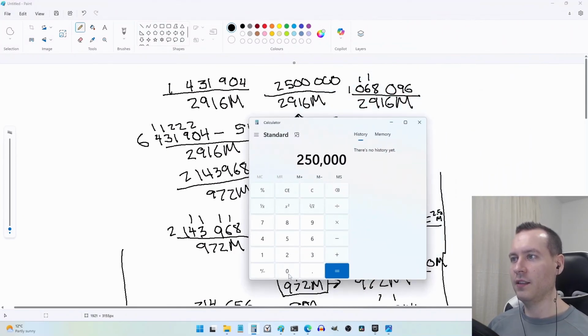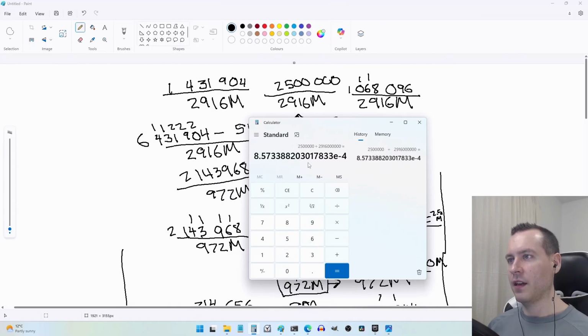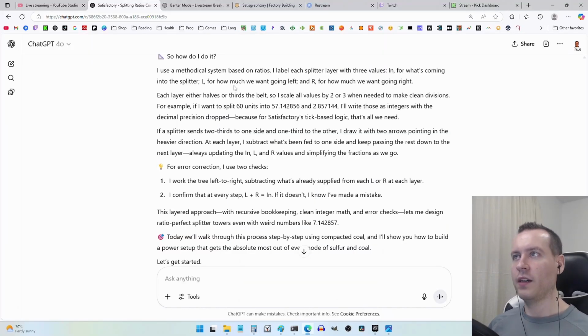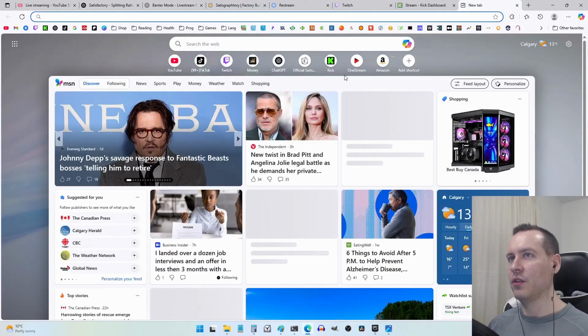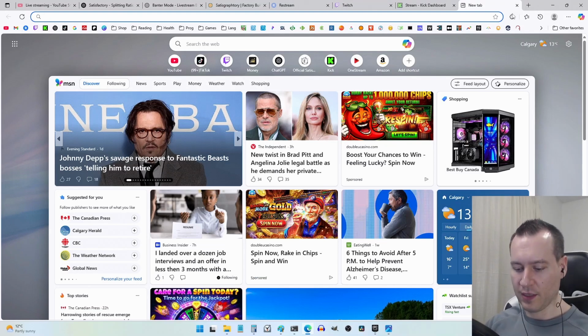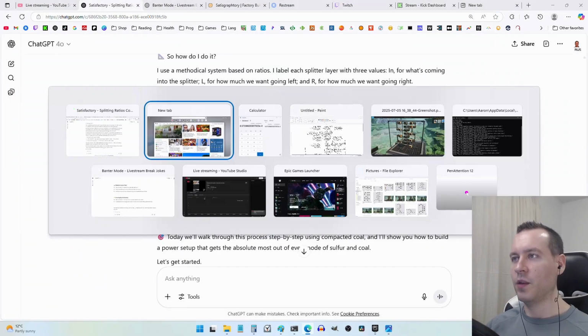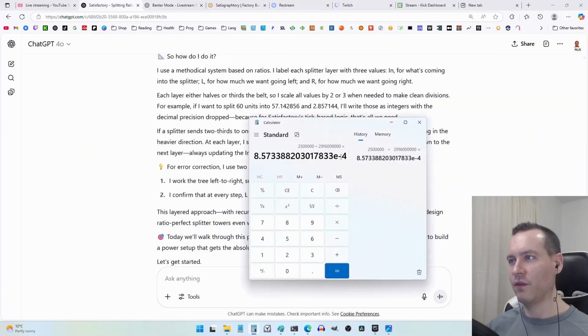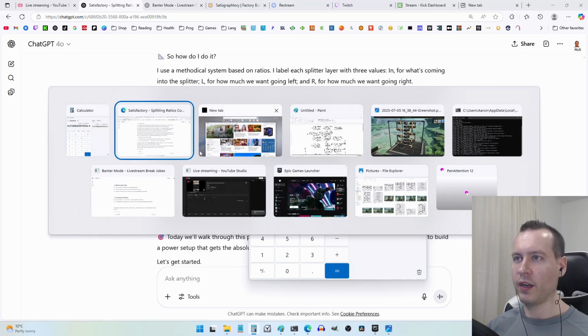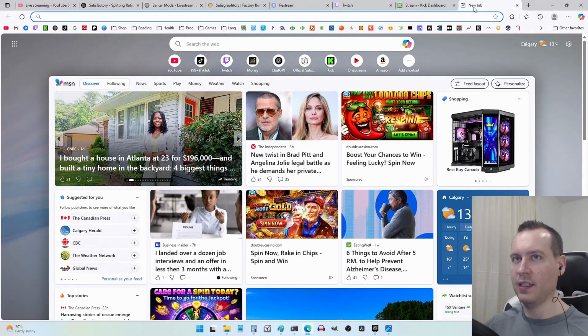2.5 million divided by 2,916 million. I kind of don't like this scientific notation. I don't know what it is. Maybe I just am not used to it. I don't have the same intuition. I know what it is, but it says E minus 4, so we move this minus 4 times, but for whatever reason, I just need to see that.